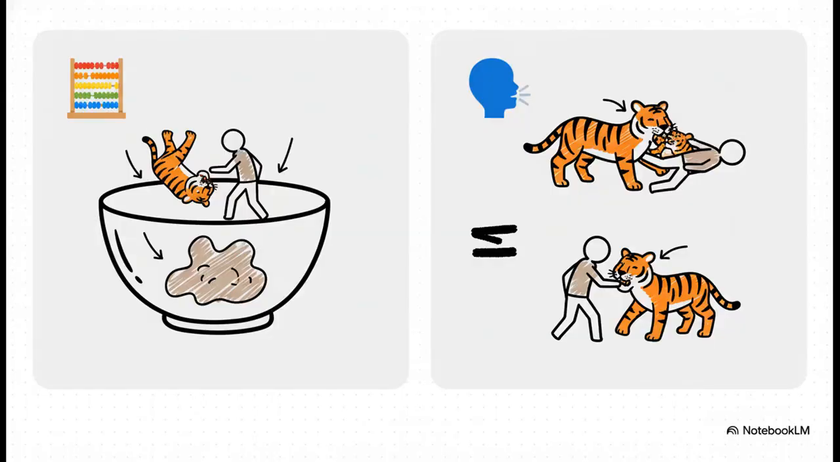So here's trap number one. In math class, A plus B is always the same as B plus A. But in language, oh man, order is everything. Tiger ate man and man ate tiger use the exact same words, but swapping them creates a wildly different story. A simple mathematical average would see those two sentences as identical.